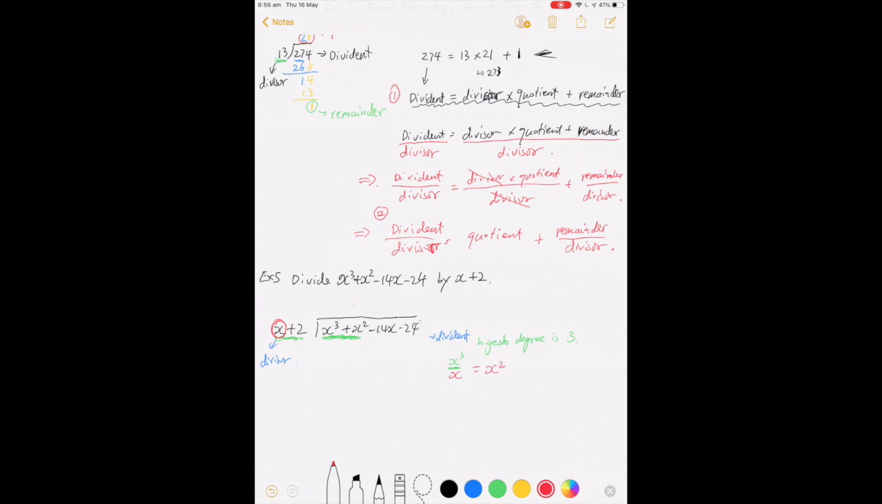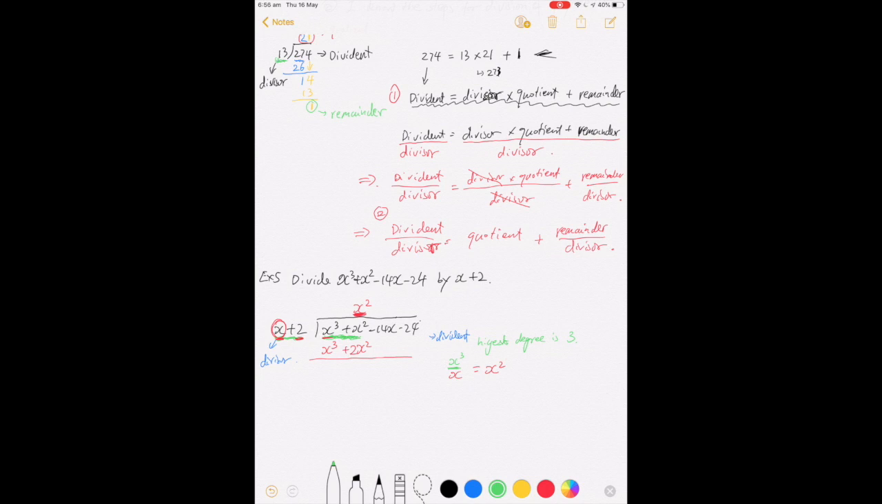Okay, so then I can put x squared over here. The reason I need to find x squared is because x times x squared gives me x cubed, which is the same as the highest power term of your dividend. And then 2 times x squared will give me plus 2x squared. Alright, and then we're going to do the same thing as in the non-division of the digits. So now we're going to do the subtraction.